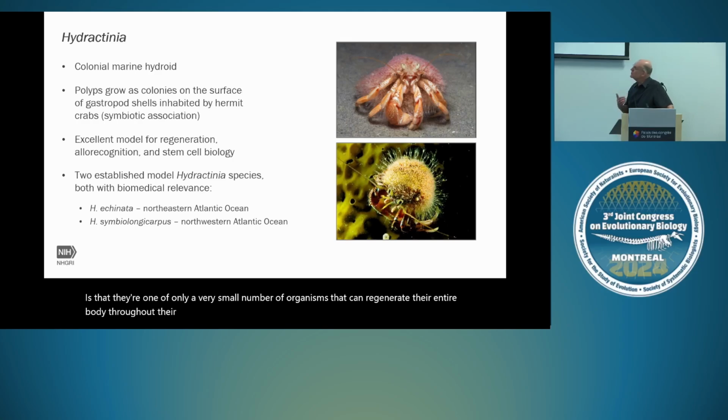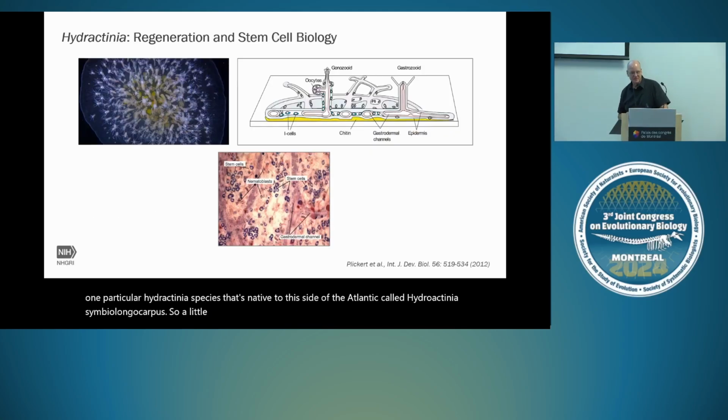They've already proven to be excellent models for the study of regeneration, allorecognition, and stem cell biology, with most of the work focusing on one particular Hydractinia species that's native to this side of the Atlantic called Hydractinia symbiolongicarpus. So a little bit about the organism's morphology.